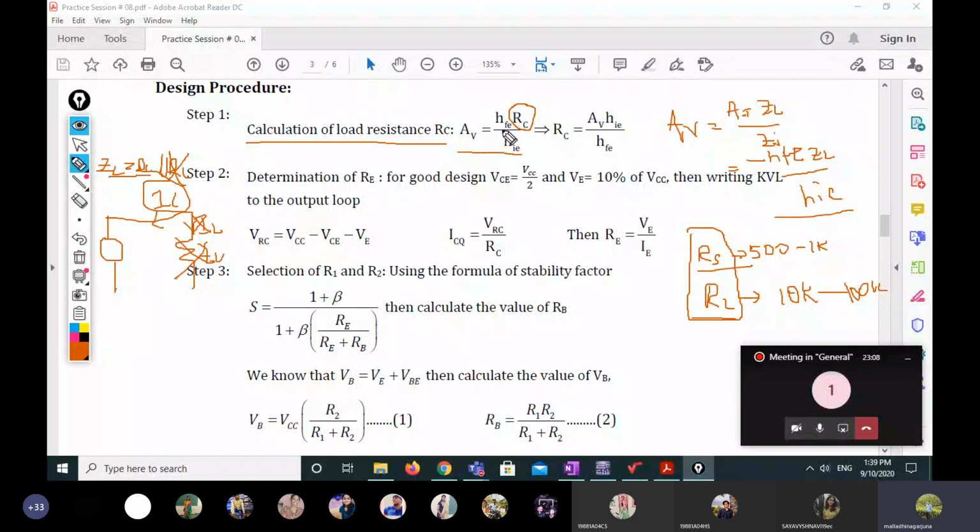So AV is equal to HFE RC by HIE. So from that I can write RC equal to AV into HIE by HFE. Okay, so this is the first step. From this you can calculate. So HIE value will be known, HFE will be known. So voltage gain will be given in the question. So from that you can calculate RC. Okay, next step 2, determination of the RE.